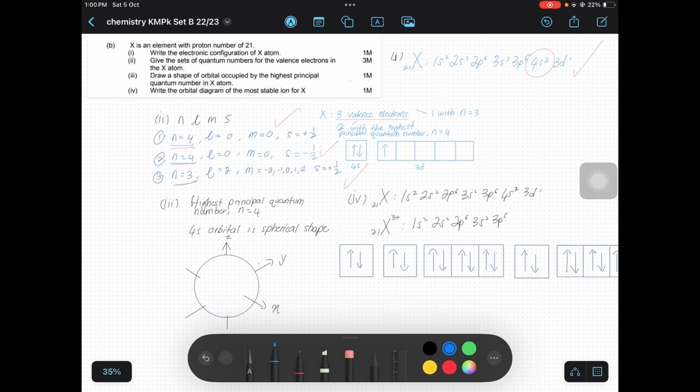X is an element with proton number of 21. Write the electronic configuration of X atom. The question already stated the X atom has 21 proton number, so the electronic configuration would be like this. For question 2, give the sets of quantum numbers for the valence electrons in the X atom.